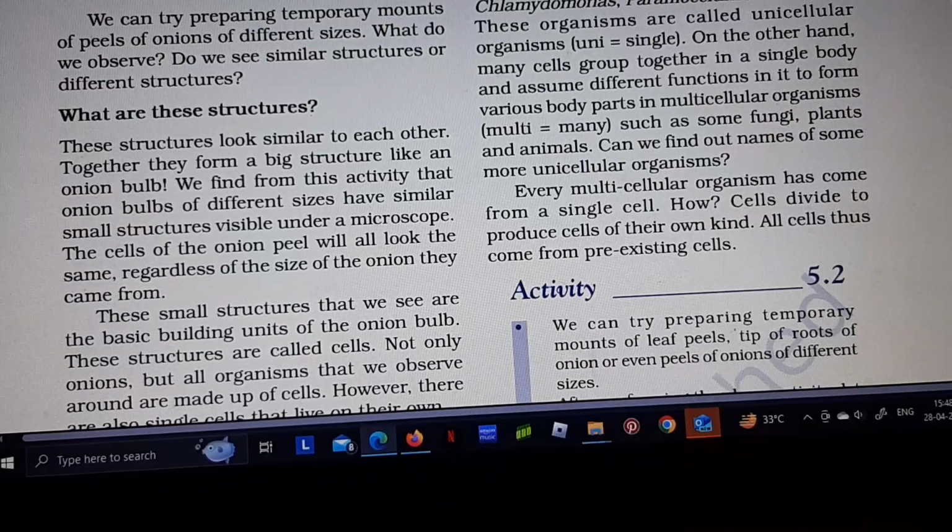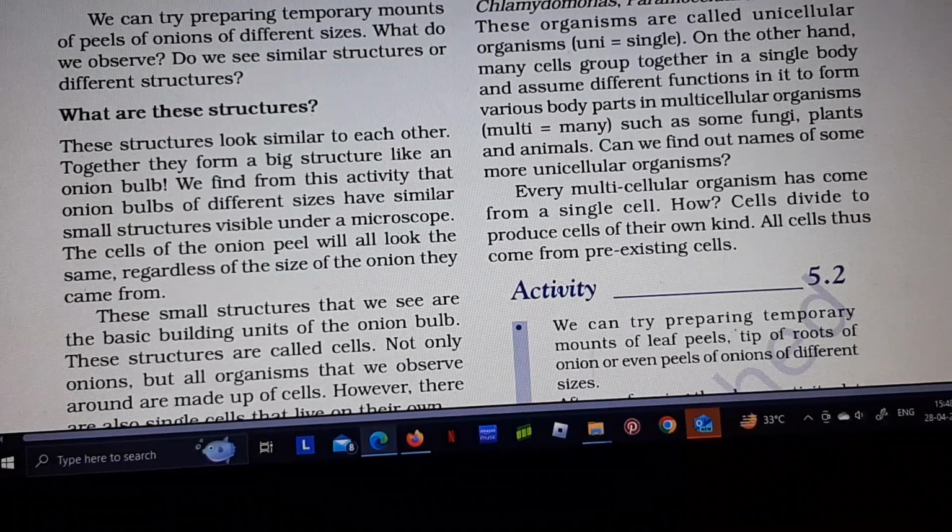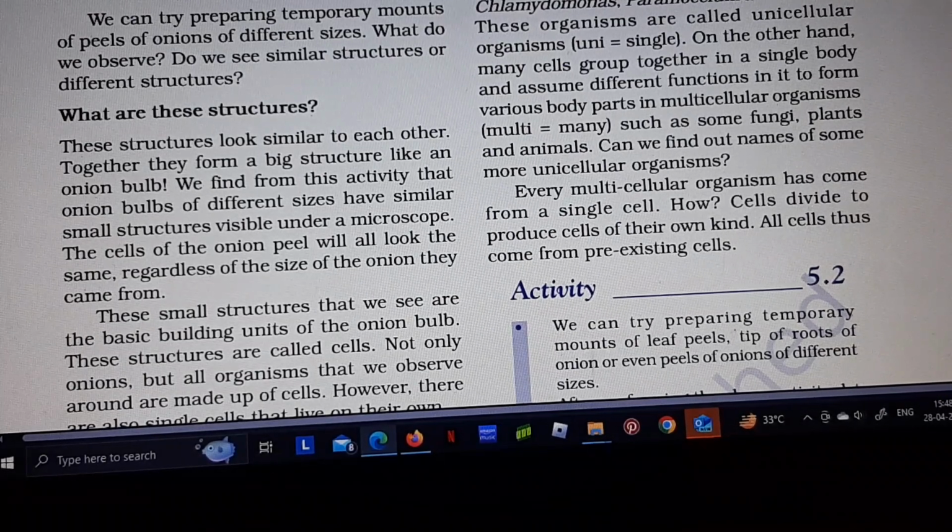We can try preparing temporary mounts of peels of onions of different sizes. What do we observe? Do we see similar structures in different onions? What are these structures? These structures look similar to each other. Together they form a big structure like an onion bulb. We find from this activity that onion bulbs of different sizes have similar small structures visible under a microscope. The cells of the onion peel will all look the same regardless of the size of the onion they came from. These small structures that we see are the basic building units of the onion bulb. These structures are called cells.